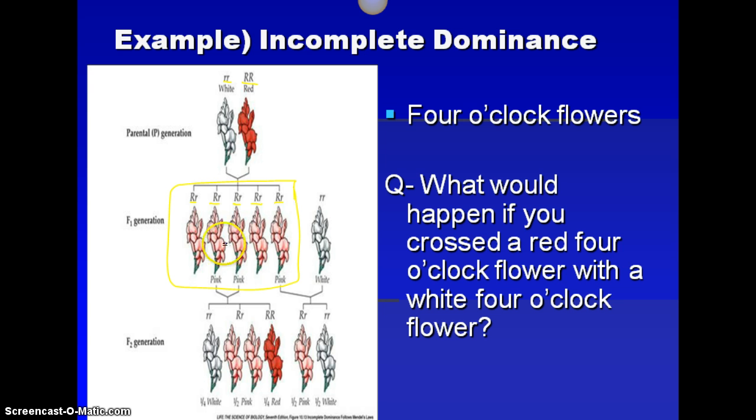If we take those F1 generation pink flowers and cross them, you'll see that you get some white, 50% will be pink, and then one red. If you were to take that pink and cross it with a white, you would only get pink and white because you wouldn't have a place for two big R's to go.